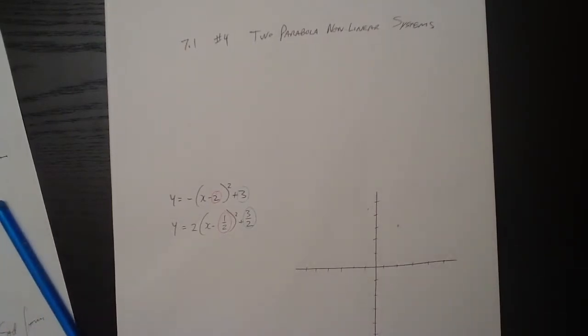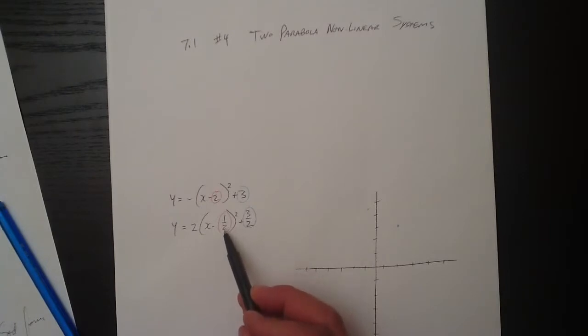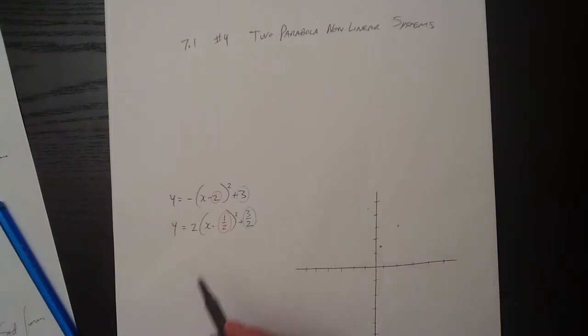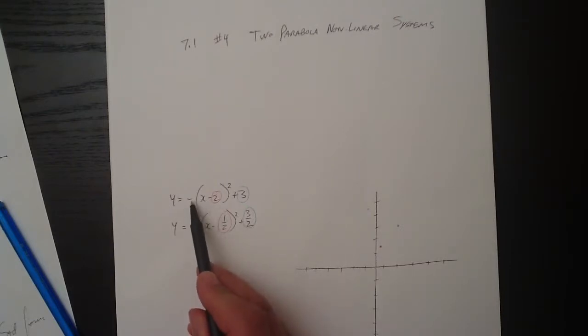We'll call that the blue parabola. I only have two colors. And the other one is (1/2, 3/2), so (1/2, 3/2) is right there. All right. And this is a positive number, it's positive 2, and this is negative. So this parabola will be pointing up and this one will be pointing down.